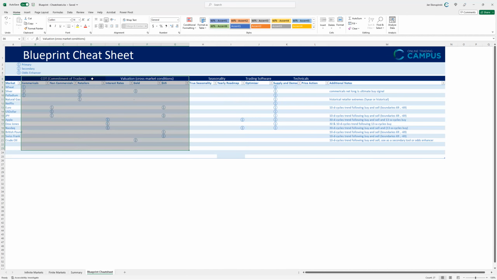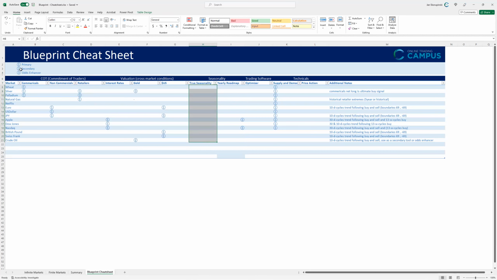Most of the time, true seasonality will be an odds enhancer or a secondary tool. Very rarely it will be a primary tool. It's only a primary tool when we have nothing else to work on, like in the case of natural gas, where the COT doesn't work, the valuation doesn't work, so let's see if maybe we can look at true seasonality to get at least a glimpse of what the future may have in store for us.